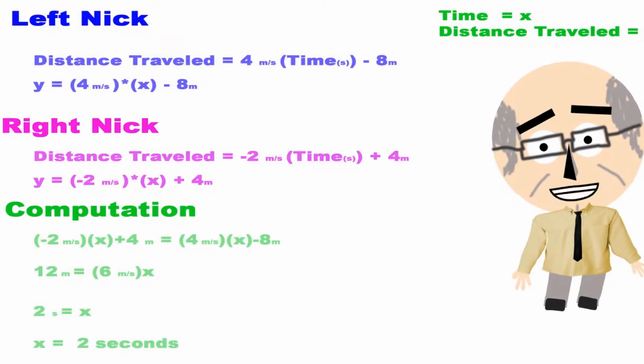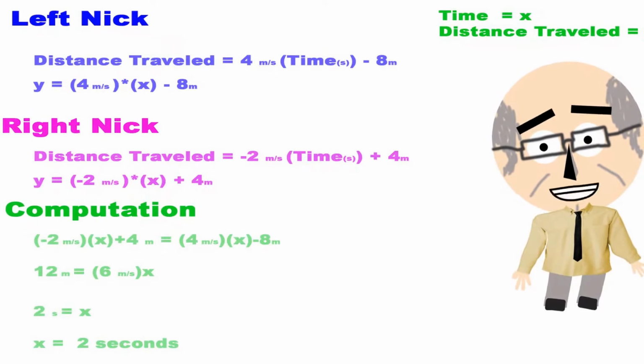Using these equations, we can write negative 2 meters per second times x plus 4 meters equals 4 meters per second times x minus 8 meters, which simplifies to 12 meters equals 6 meters per second times x, and then to 2 seconds equals x. So the time at which they collide is t equals 2 seconds.